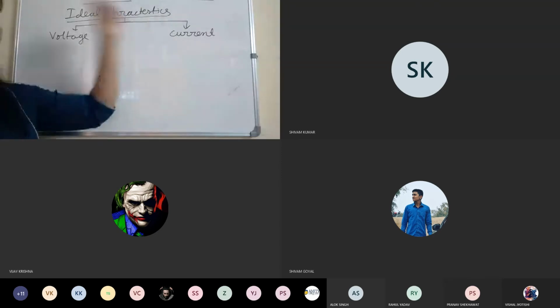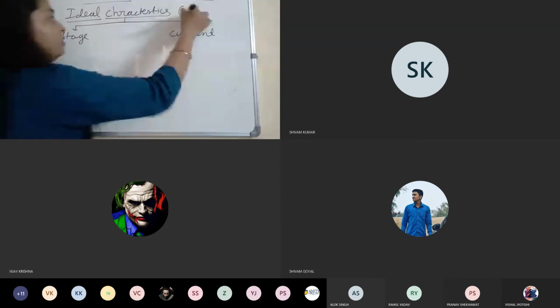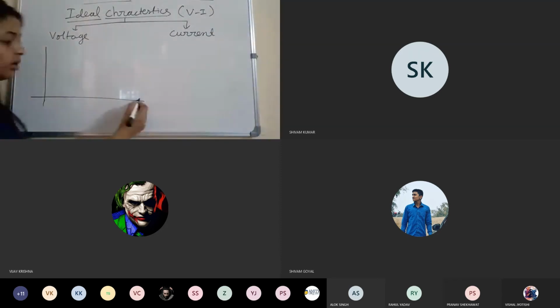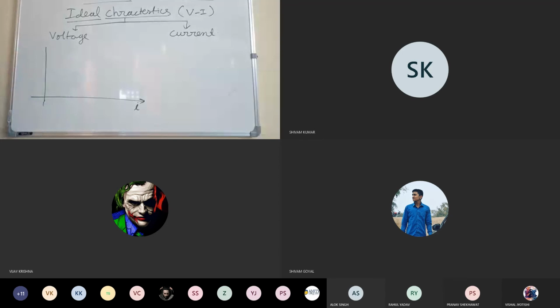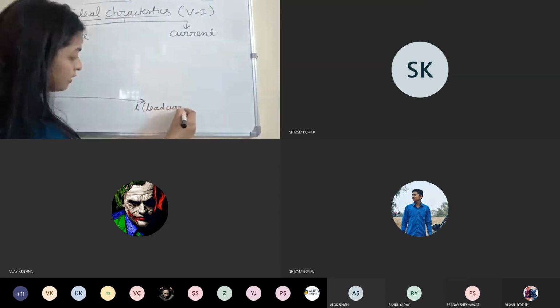If we need to draw the characteristics, what are characteristics? Characteristics give you the response of one dependent parameter with respect to an independent parameter. If you remember the diagram I mentioned previously, if you draw the VI characteristics, known as voltage-current characteristics, let's take the voltage characteristics first. So this is my I. I is the independent parameter. I is the load current. You can write it as load current.